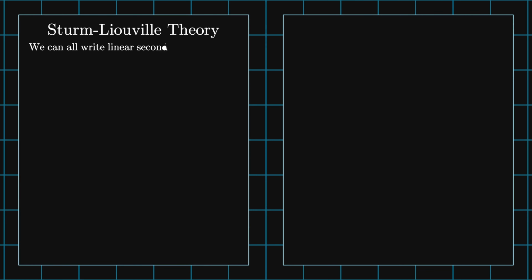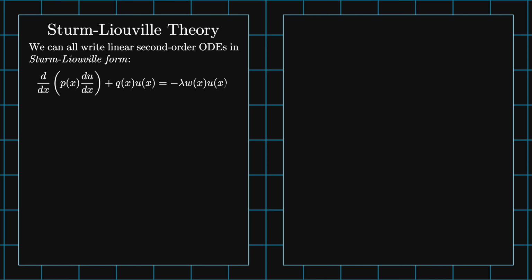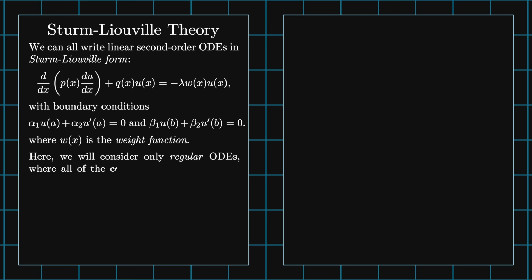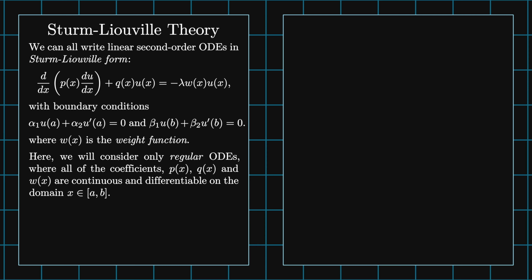We can write all linear second-order ODEs in Sturm-Liouville form: d/dx of p(x) times du/dx plus q(x) times u equals minus lambda times w(x) times u, with boundary conditions alpha_1 u(a) plus alpha_2 u'(a) equals 0, and beta_1 u(b) plus beta_2 u'(b) equals 0, where w is the weight function. Here we will consider only regular ODEs, where all of the coefficients p(x), q(x), and w(x) are continuous and differentiable on the domain a through b.